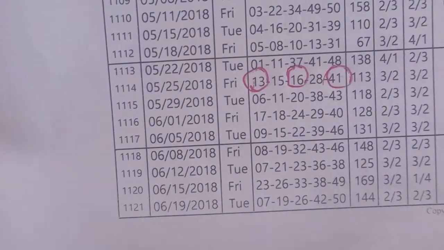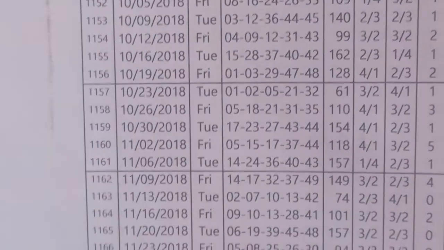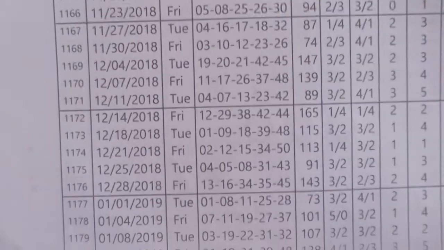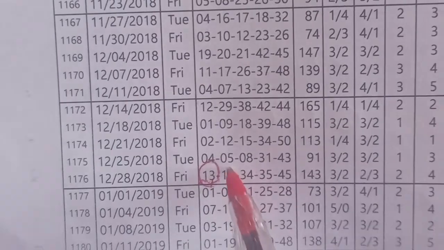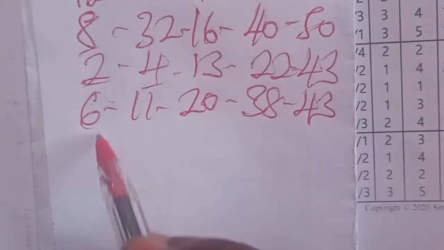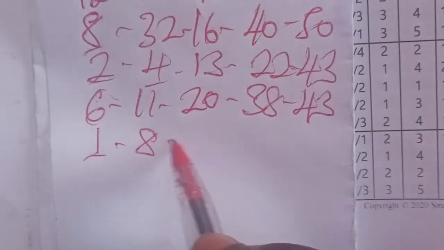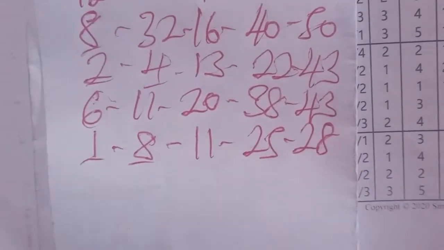Next, let's go to the last one, 1176. We have 13, 16, 35. So the current results dropped those numbers. So we have 1, 8, 11, 25, 28.